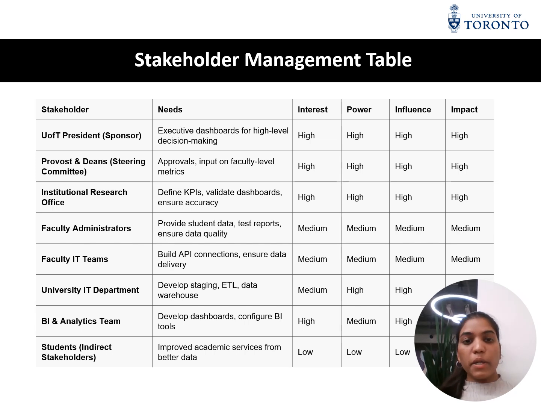Stakeholder management table. This table helps us plan how to manage each stakeholder. For example, the president and deans are the key decision makers and need to be engaged. The IT department, whereas, will be less interested in data, but must be kept satisfied since they provide the technical backbone. Faculty administrators need to be kept well informed because they are the main users of the dashboard.